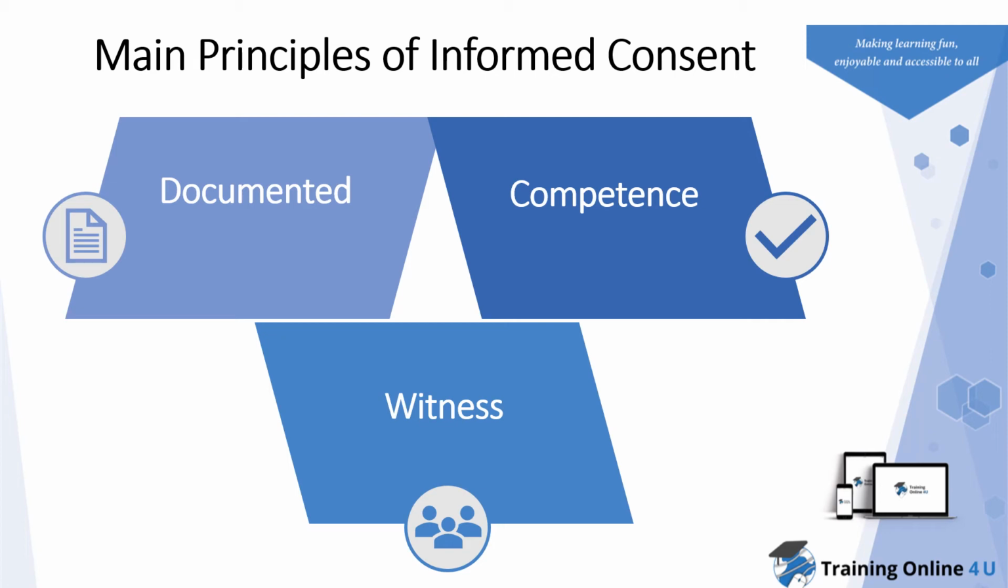Next, there's competence. Participants must be able to give consent freely and sign and date the informed consent form. Lastly, we've got witness. In the case of a participant who is competent to understand but unable to write, oral consent can be provided in the presence of a witness. The witness must then sign the informed consent form in this capacity.